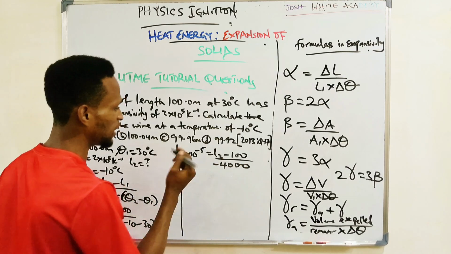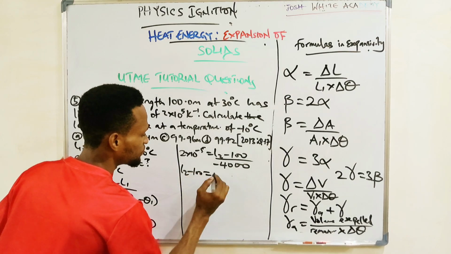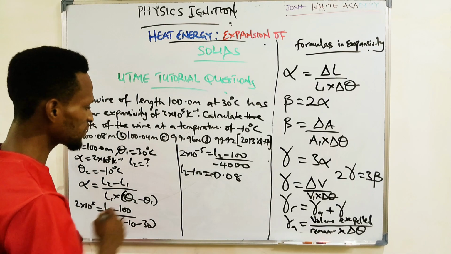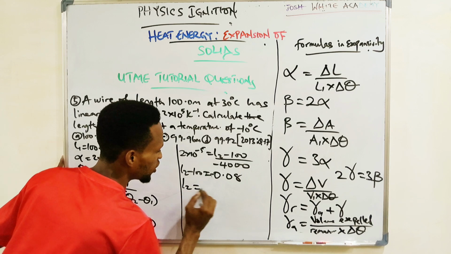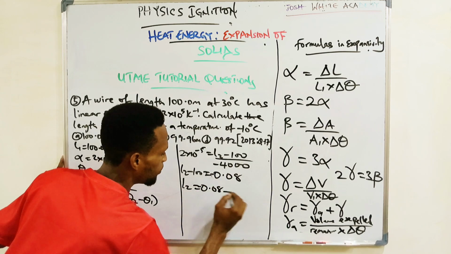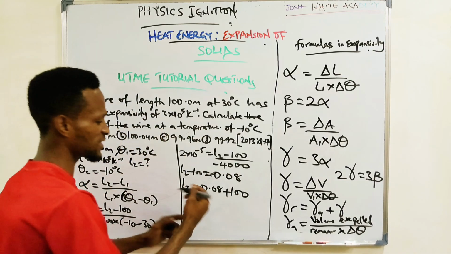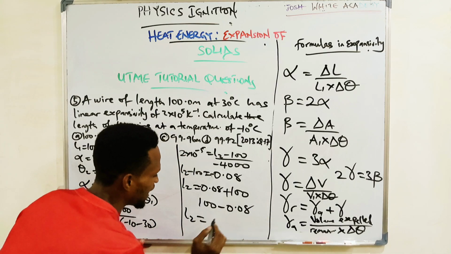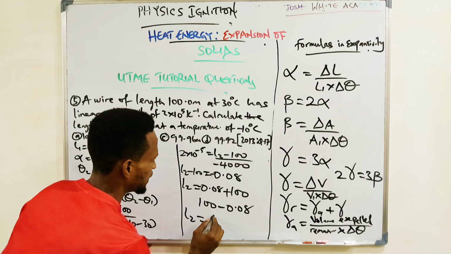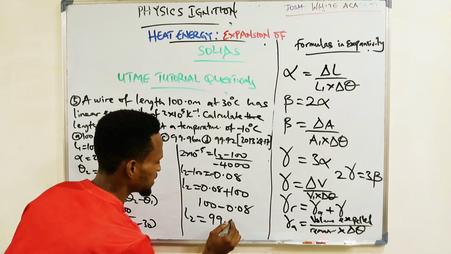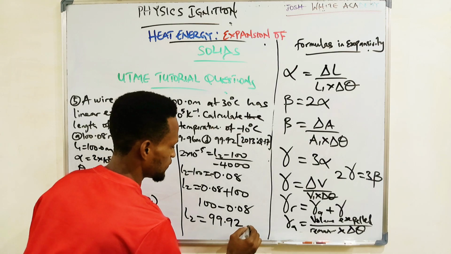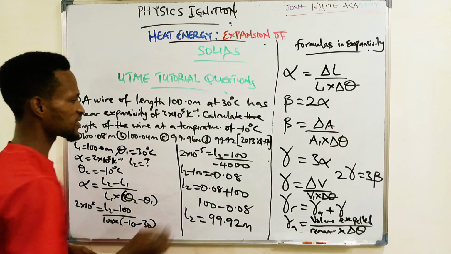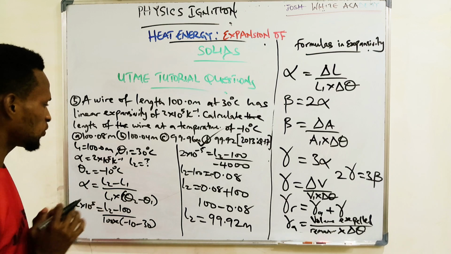-4000. So cross multiply: L2 minus 100 is equal to -0.08. If we collect like terms, L2 will be equal to minus 0.08 plus 100, which is the same as saying 100 minus 0.08. This will give us our final length of 99.92 meters. So our answer is what? D. Please always take note.